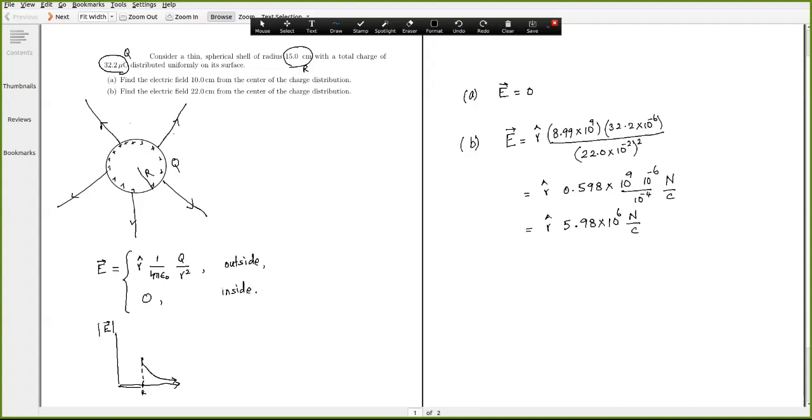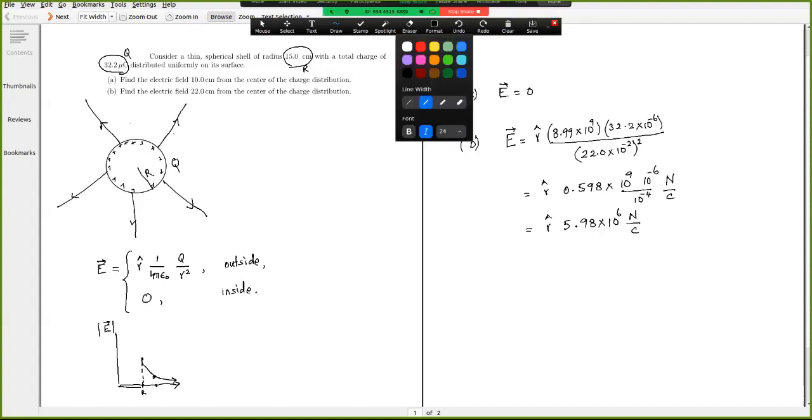And 22 centimeters is about 1.5 times the radius. So that's somewhere here on the plot. That's the solution to this, and I hope this helps, and I'll stop the recording at this point.